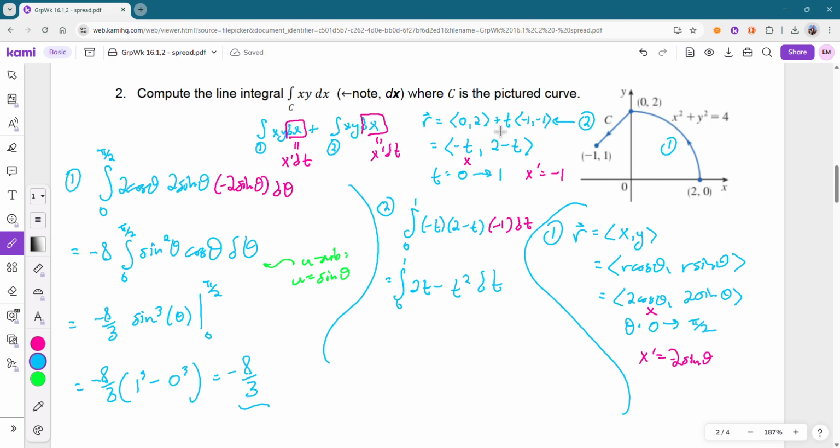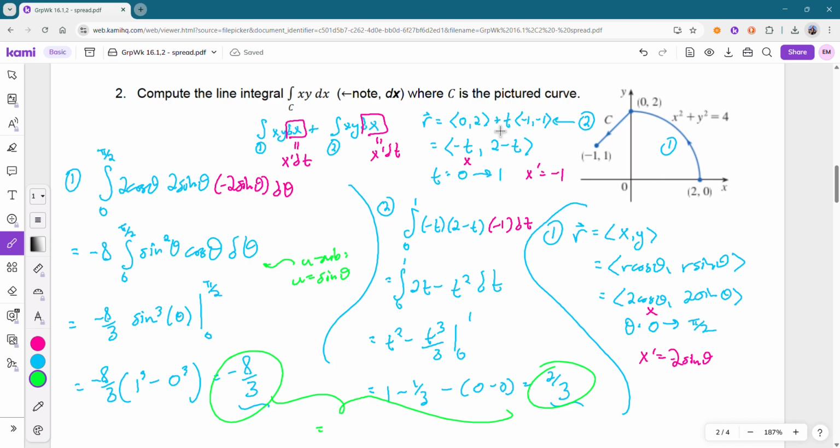And we can anti-differentiate, get t squared minus t cubed over 3, evaluated from 0 to 1. And that's going to give us 1 minus a third minus 0 minus 0, which is 2/3. And so at the end of the day, taking our negative 8/3 and adding the 2/3 gives us negative 6/3, which is -2 for our final answer.